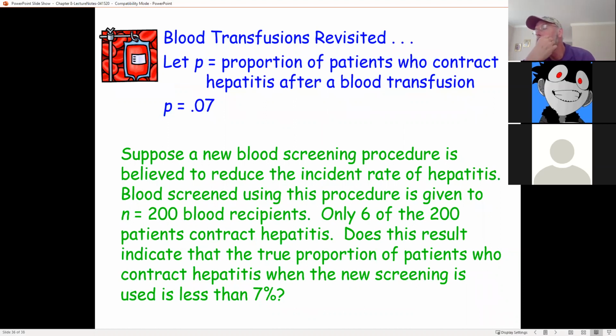Okay, so only 6 out of 200 patients contracted the hepatitis. Does this result indicate that the true proportion of patients who contracted hepatitis when a screening was used is less than 6%?